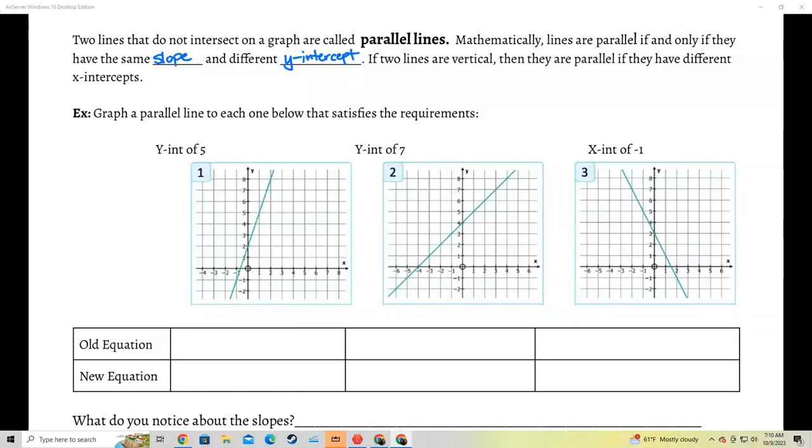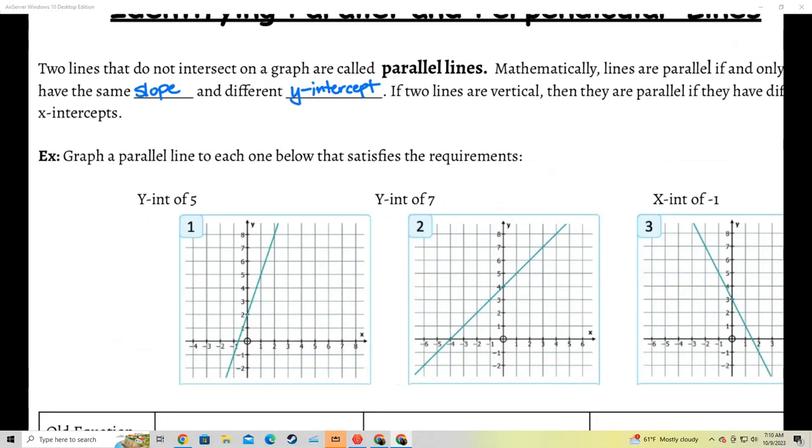But basically, in order for them not to touch, they need to be growing or decaying at the same rate. So we're going to say that the slopes need to be the same. Obviously, they need to start at a different spot, or else they're just going to end up being the same line. So it says graph a parallel line to each one of the lines that satisfies the requirements.